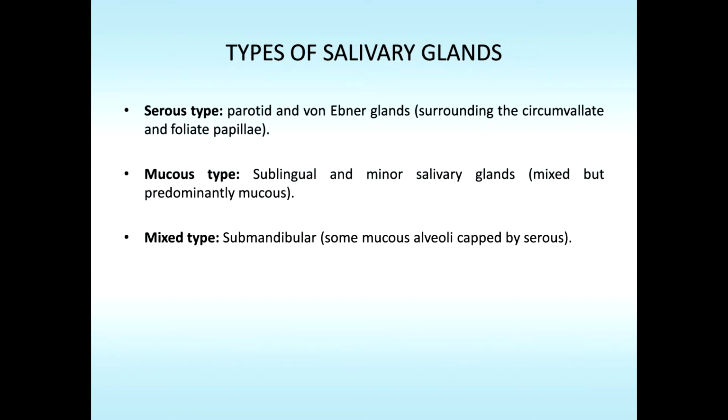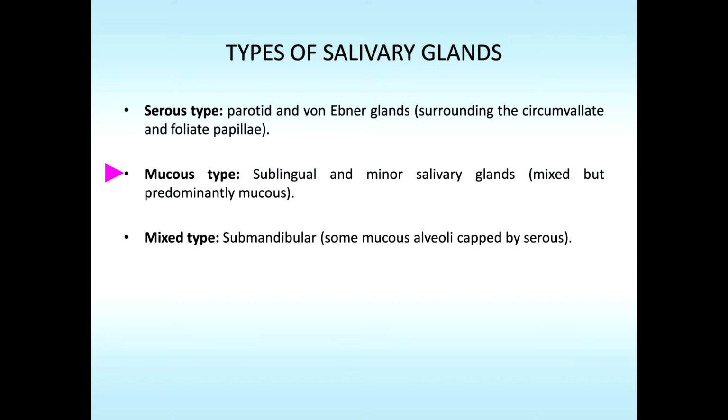Another way to classify the salivary glands is accordingly to its secretion. Then, we can define them as the serous type. The serous type of salivary glands produce a very liquid secretion. In this group, we are going to find the von Ebner glands surrounding the circumvallate and the foliate papillae in the tongue, and the parotid gland.